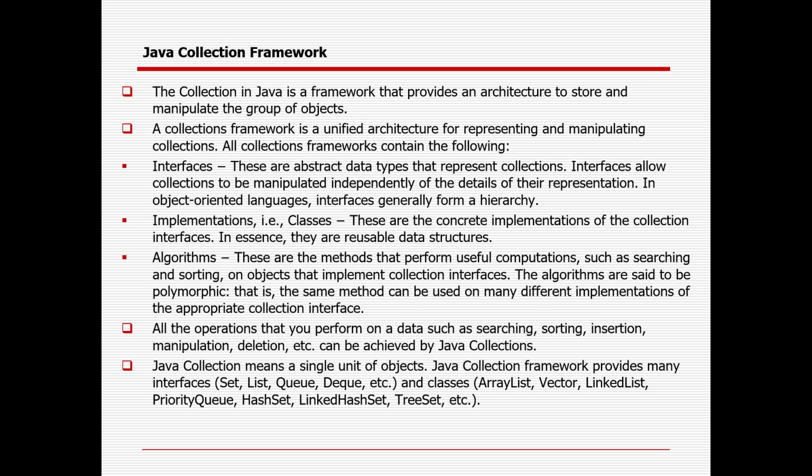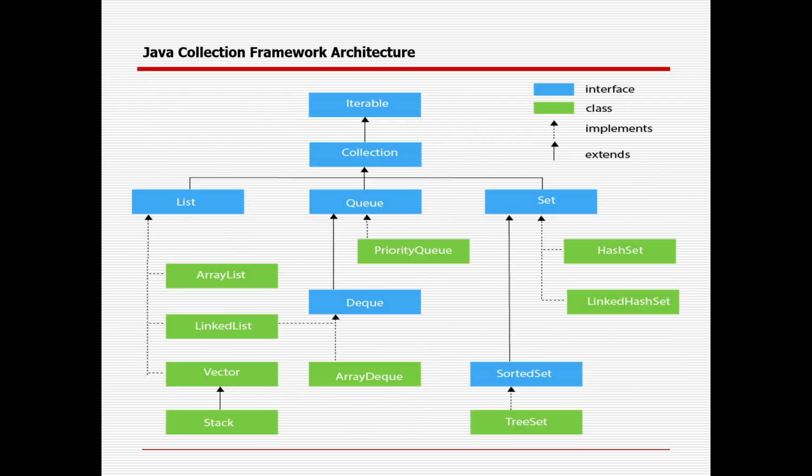The Java collection framework is something which provides an architecture to store and manipulate a group of objects, but they should be a similar kind of object. In the Java collection framework, there will be three things. One is the interface, which will be 100% abstract in nature. Then the implementation classes, and then the methods or the algorithms, which will come either from the interface or from the classes. So all the operations that a user wants to perform on data, such as sorting, insertion, searching, manipulation, and deletion, can be achieved by the Java collection framework.